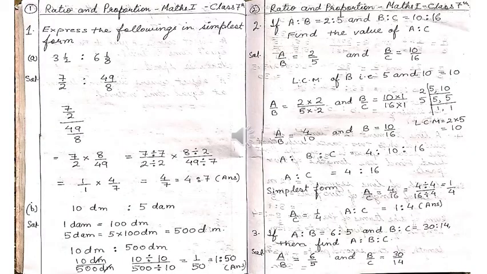Now, let us understand with a few questions what we have discussed till now. Express the following in simplest form. Here the two ratios are in mixed form. We try to make them in improper form. Now here 7 upon 2 and 49 upon 8. These are the two ratios. Now 7 upon 2 divided by 49 upon 8. This 8 will come up and 49 will be staying with 2.